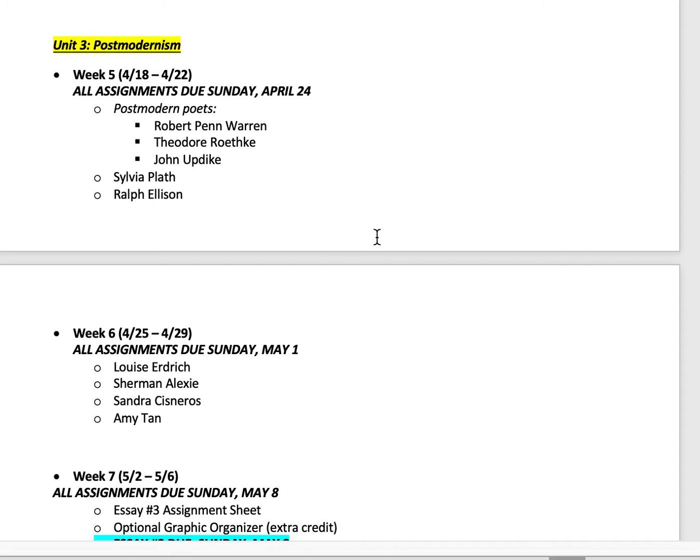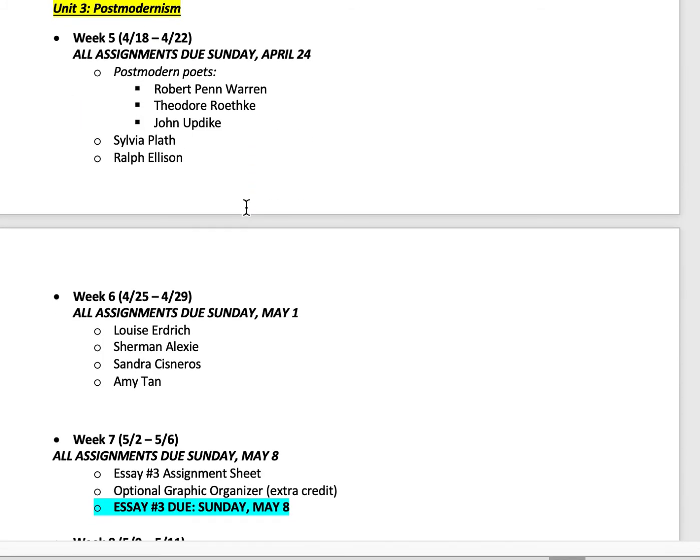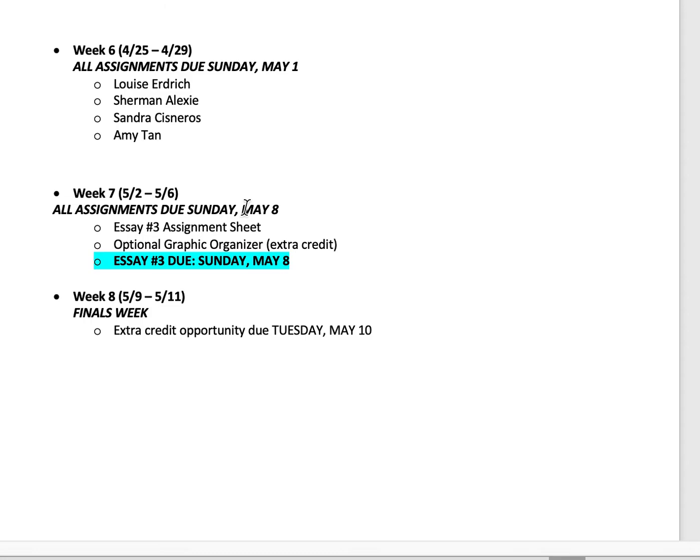Then the third unit is going to be our Postmodernist unit. We just did modernism during the wars, and now we'll look at postmodernist texts. That's things like Robert Penn Warren, Theodore Roethke, and Updike, as well as Sylvia Plath and Ralph Ellison. Then we'll look at some Native American authors, some Latino authors, and some Chinese American authors: Louise Erdrich, Sandra Cisneros, and Amy Tan. Your third essay assignment is going to be due on Sunday, May 8th.